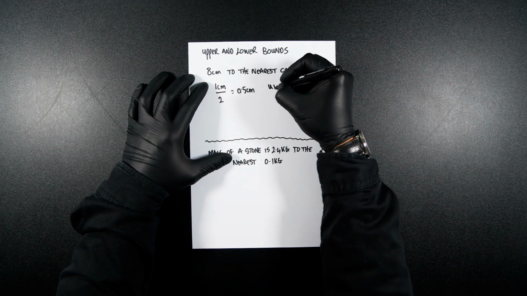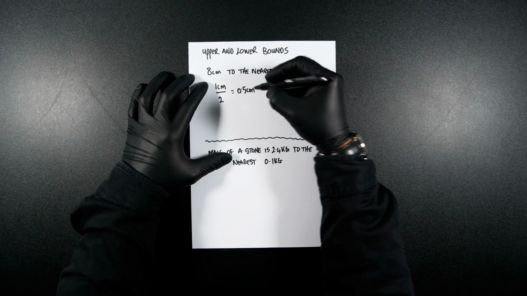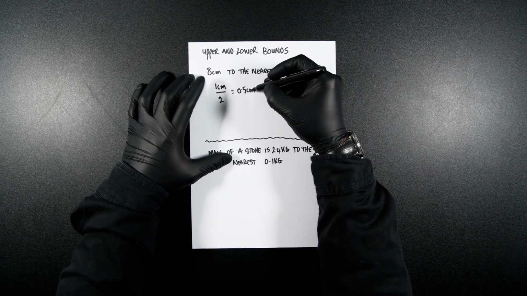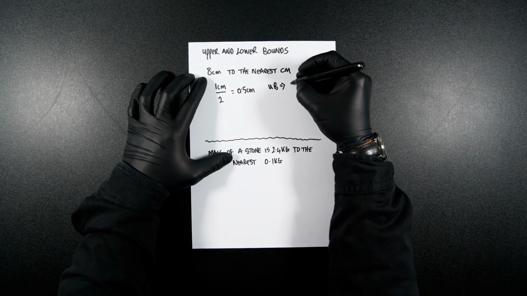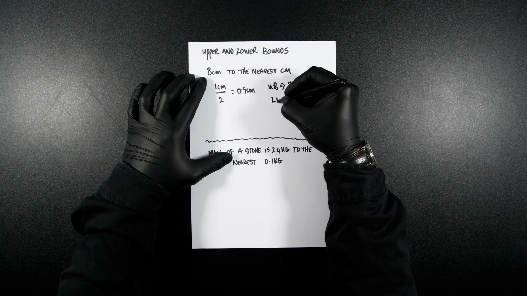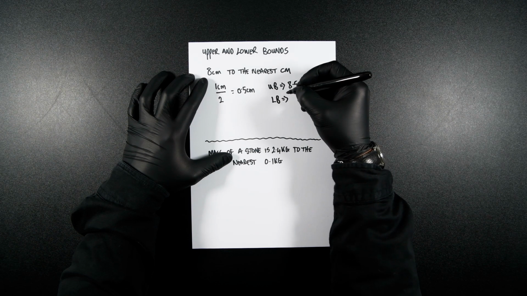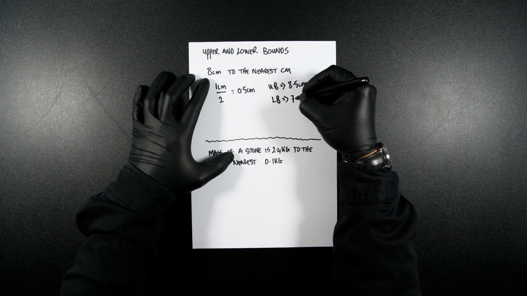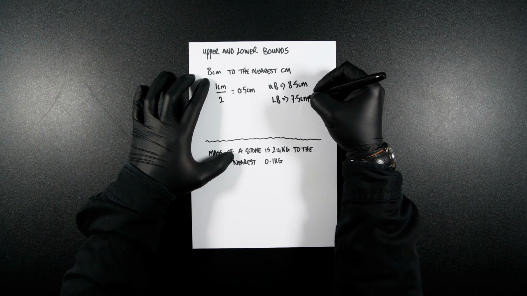Then to work out the upper bound, you add whatever this halved value is to the initial, which is 8.5 centimeters. And then for the lower bound, it's going to be this deducted, so it's going to be 7.5 centimeters.